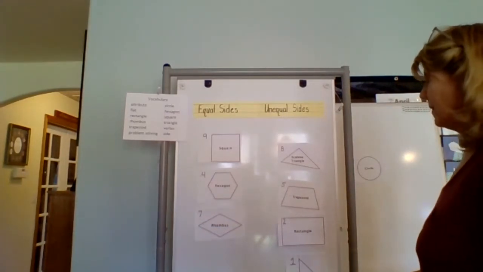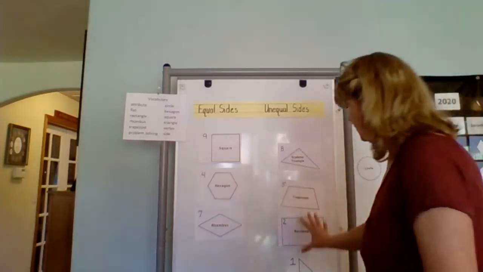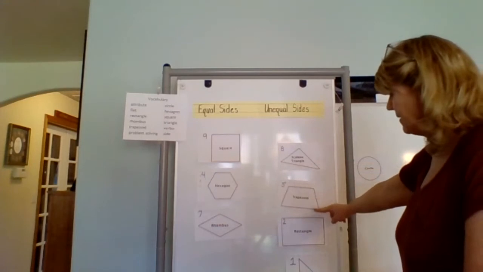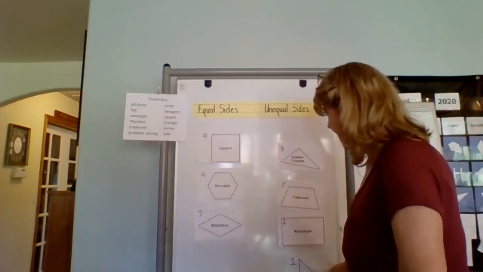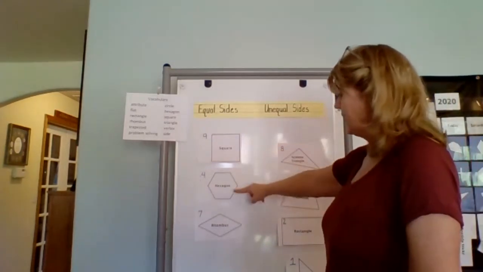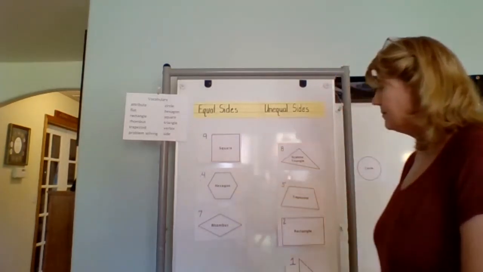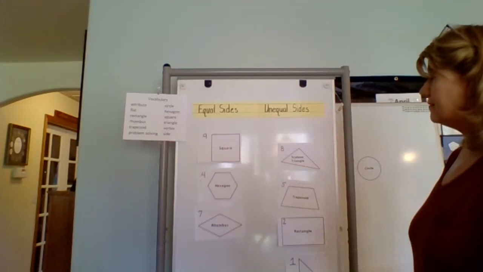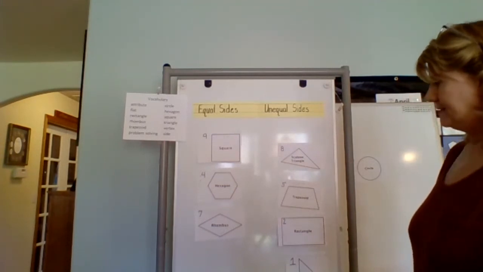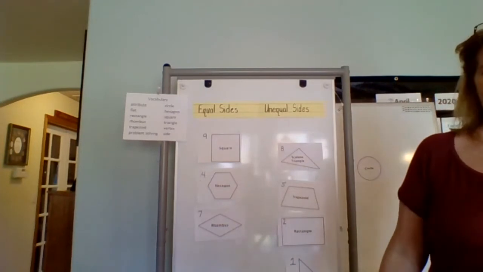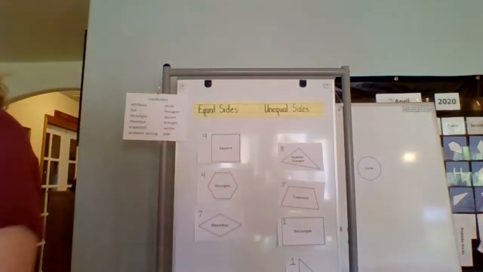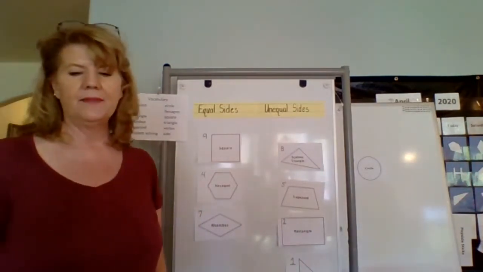So we have unequal sides: the scalene triangle, the trapezoid, the rectangle, and the right triangle. And we have equal sides: the square, the hexagon, and the rhombus. Okay, how would we name this graph? What would we want to name this graph? What are some names that you might want to name this?